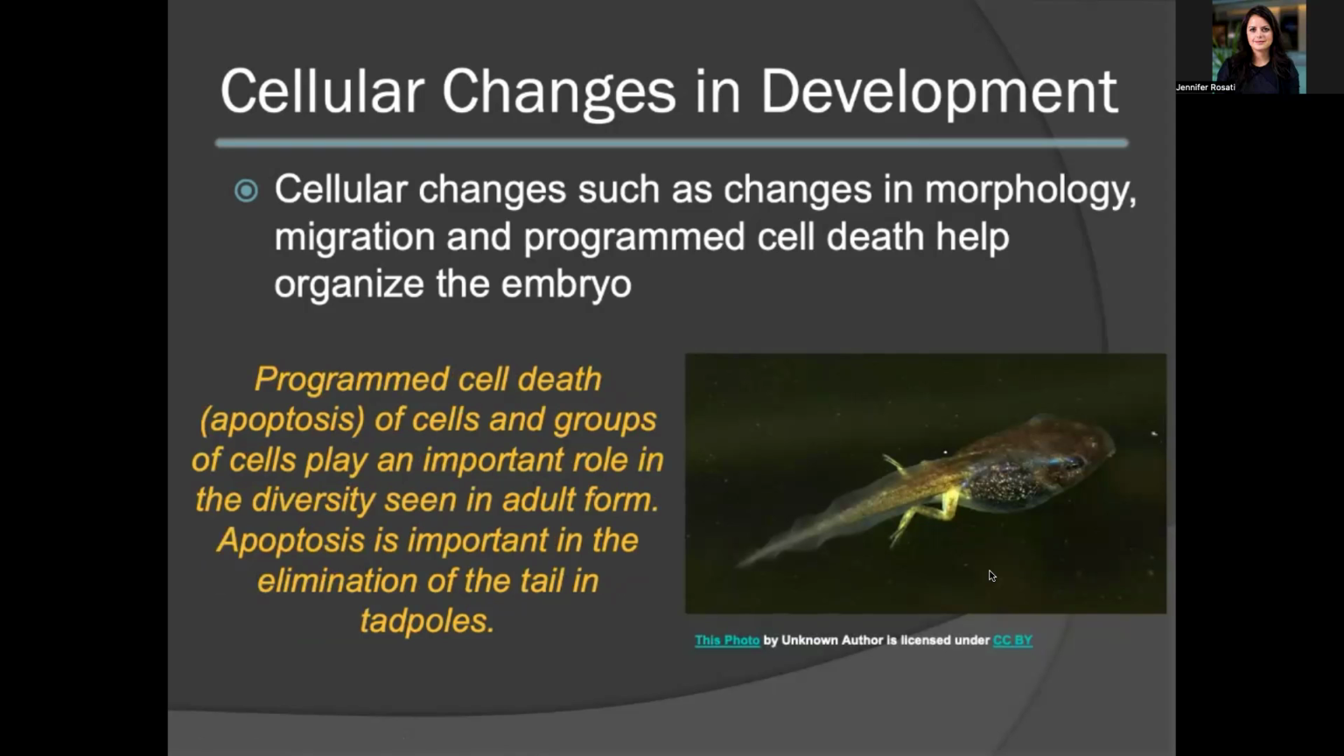And finally, programmed cell death can also help organize the embryo during development. Apoptosis, or programmed cell death, of cells as well as groups of cells can play an important role in diversity that we see in adult forms. For instance, apoptosis is a very important process that allows for the elimination of the tail in tadpoles when the tadpole is undergoing metamorphosis to become an adult.